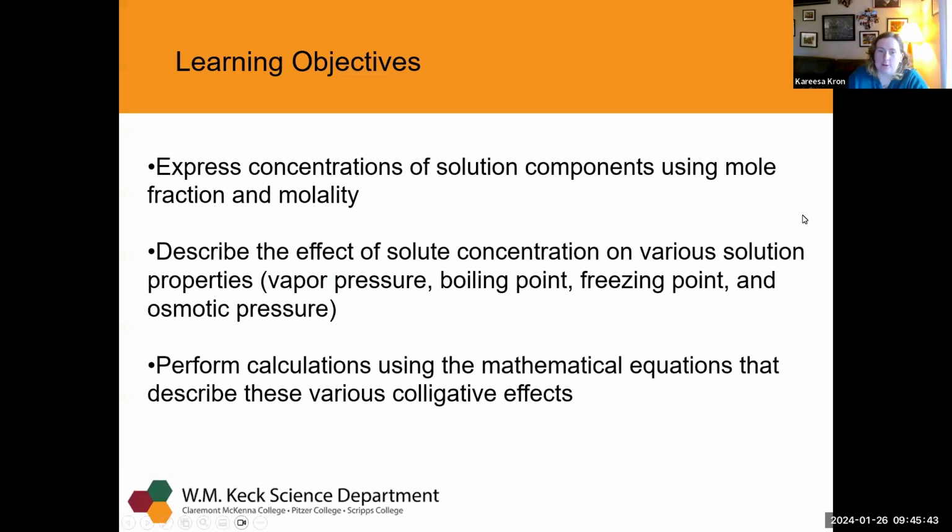Our learning objectives for today are to practice expressing concentrations of solution components using mole fraction and molality, which is a new version of concentration I'm going to introduce in this video. We're going to describe the effect of solute concentration on some solution properties, such as vapor pressure, boiling point, and freezing point, and then in a separate video, I'll discuss osmotic pressure.